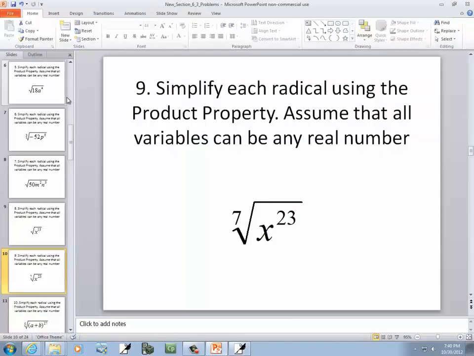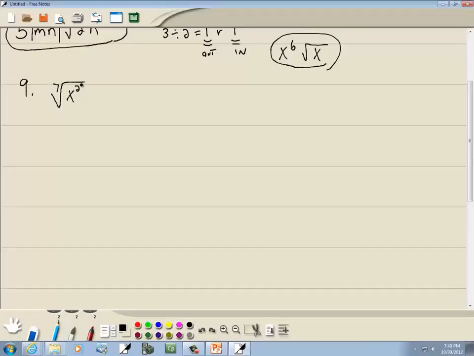Got the index is 7, x to the 23rd. Well, again, we'll take our power, which is 23, divide by our index, which is 7. That gives us 3 with a remainder of 2. This is how many x's come out. This is how many x's stay in. So we're going to have 3 x's come out, and we'll have 2 x's stay in.